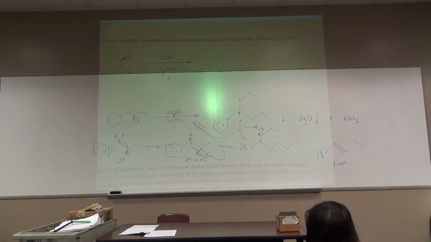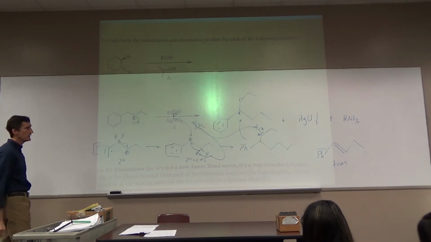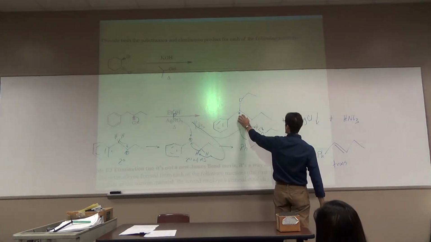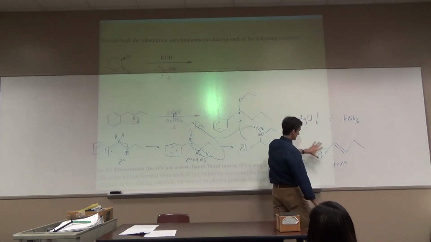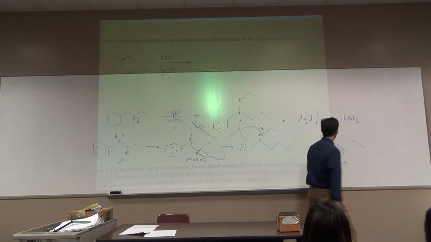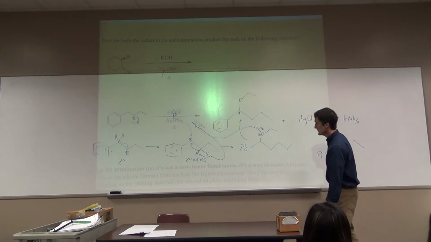So that's a fast step there. E2 requires a strong base. Yeah? So I would say this is your SN1 product and this is your E1 product.